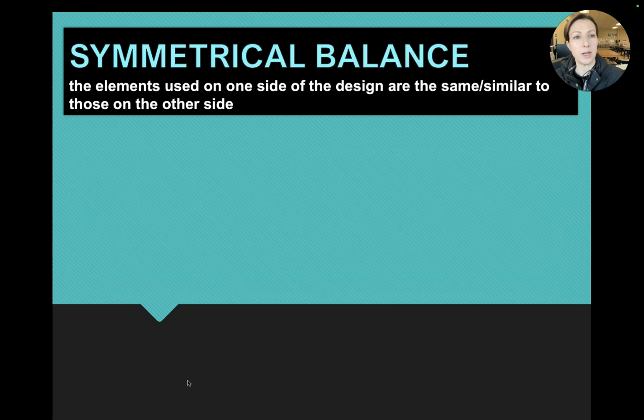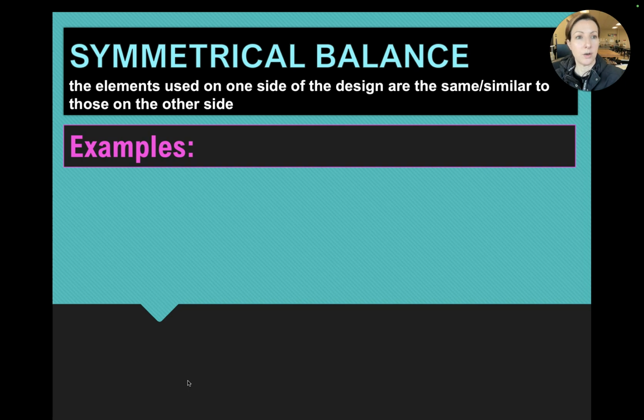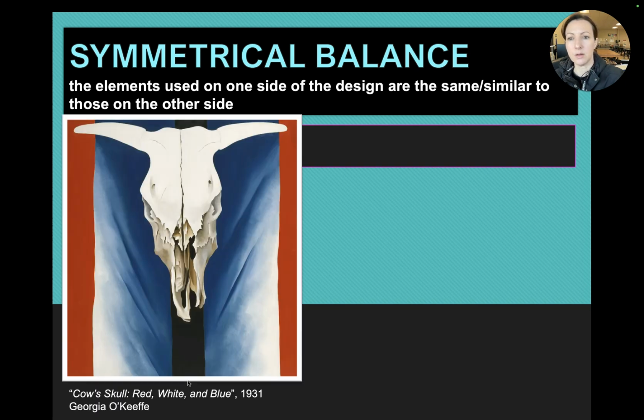Symmetrical balance is when the elements used on one side of the design are the same or similar to those on the other side. As an example, this is a painting by Georgia O'Keeffe called Cow's Skull, Red, White, and Blue. If we draw a line down the center of the composition, both sides of this artwork are about the same. So think about it like a mirror. If both sides, when you put a line down the center, are a mirror image of one another, then this has symmetrical balance.